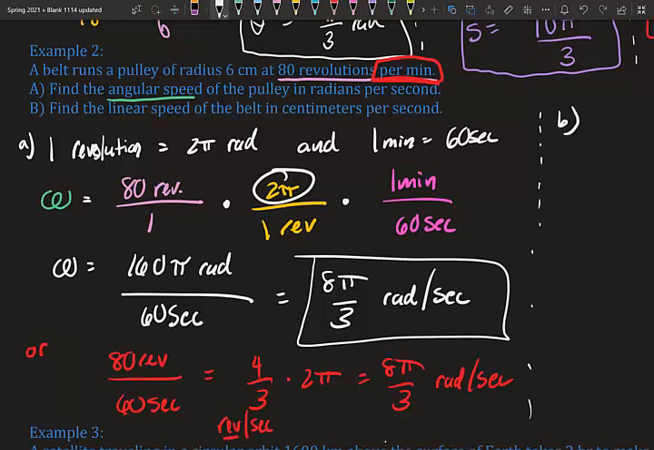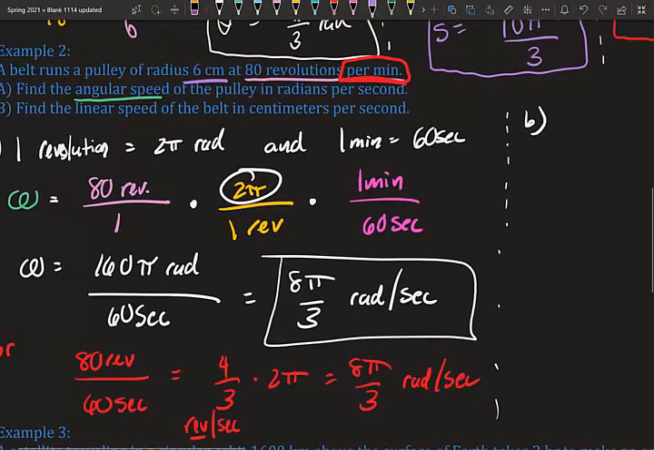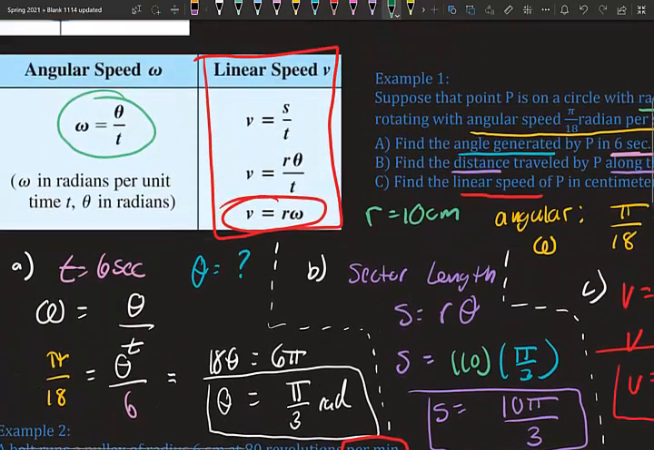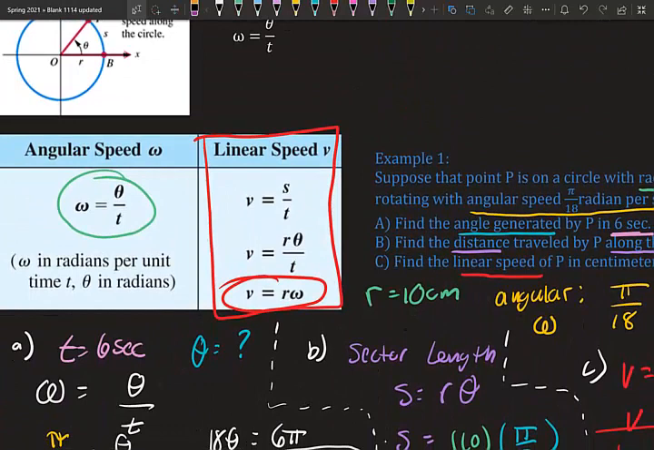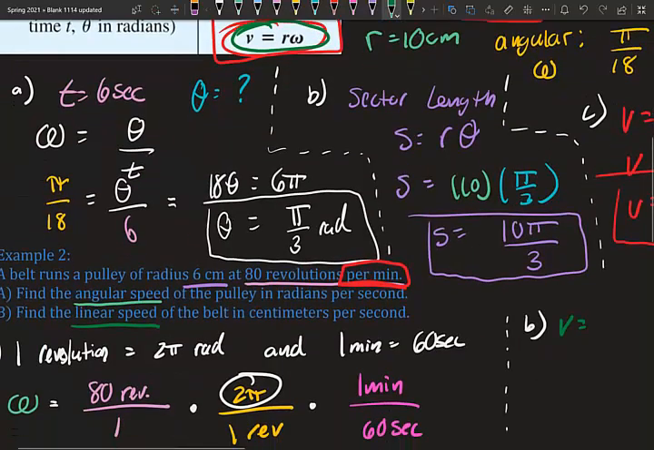Alrighty, part B. Find the linear speed of the belt in centimeters per second. So we have a few things. We have our omega, so we have W, and then we also have the radius, which is 6. We have R and W, and we need to find V. Remember, linear speed always represents V. So we're going to be using one of these V equations. We have nothing about S. We don't know theta. So we're going to be using V equals R omega.